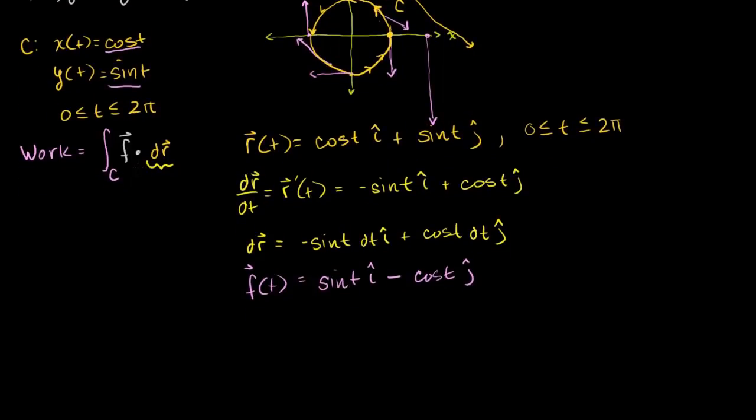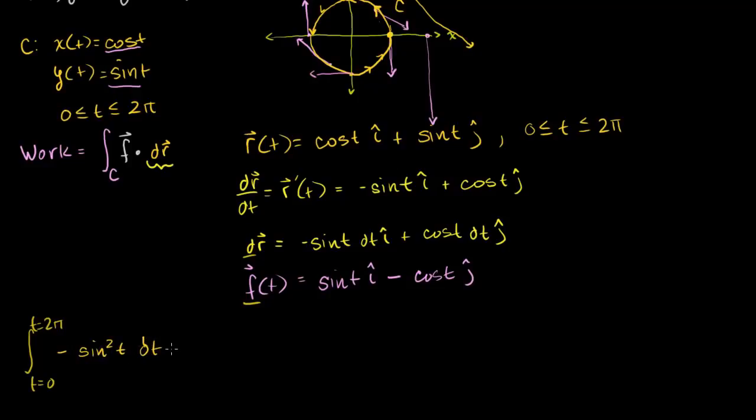If we want to find this line integral, it's going to be the same thing as the integral, let me pick a nice soothing color, maybe this is a nice one, the integral from t equals 0 to t equals 2 pi of F dot dr. Now, when you take the dot product, you just multiply the corresponding components and add it up. So we take the product of the sine of t with the minus sine of t dt, and you're going to get minus sine squared t dt.